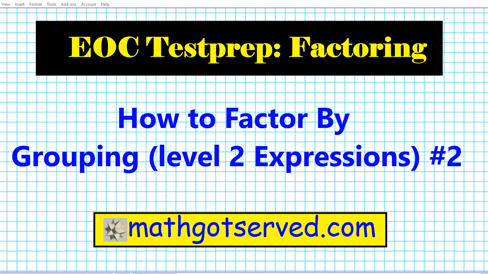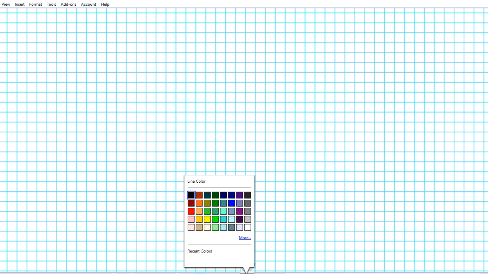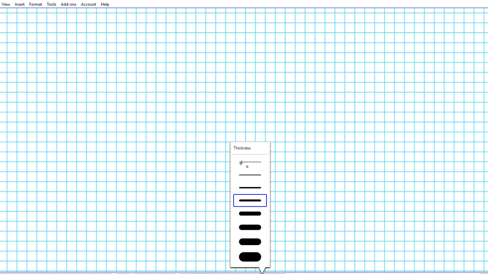In this clip, we're going to be going over question 2 of our EOC test prep on factoring. We're going to be looking at how to factor by grouping, focusing on factorization of level 2 expressions. Alright, so the instructions for the example is for us to factor completely. Okay, so let's go ahead and do that. So we're going to factor completely.